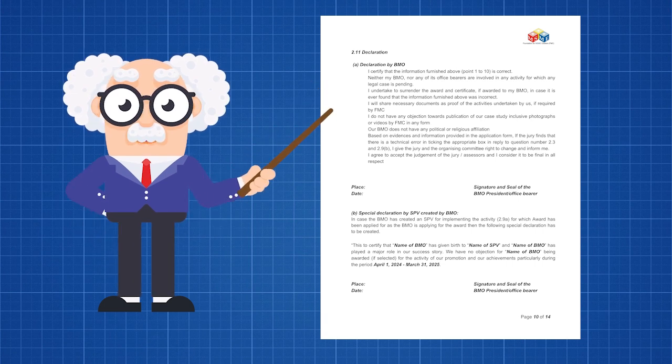and finally agreeing to accept the jury's decision as final. Once you've read and agreed to all these points, this section must be signed and sealed by the BMO president or another authorized office bearer, along with the place and date.